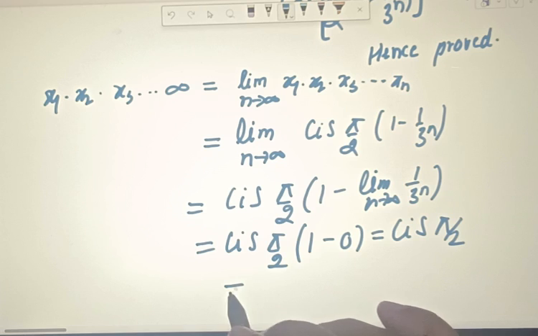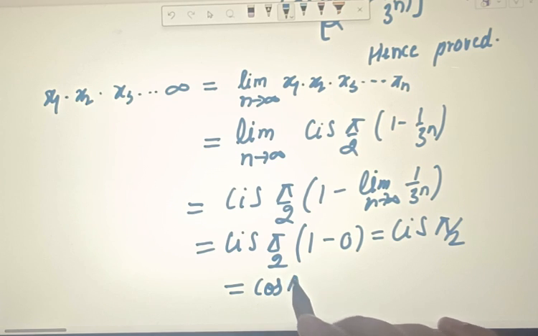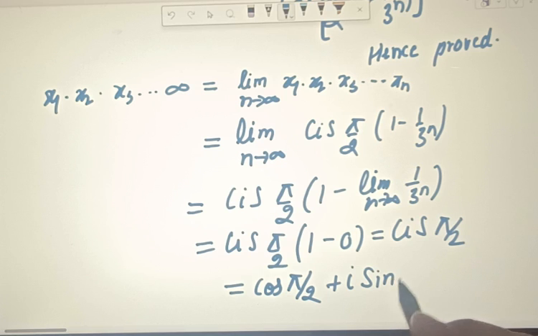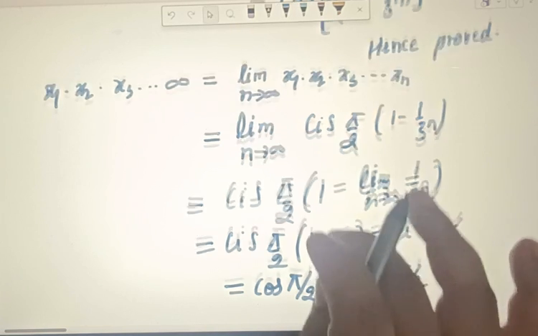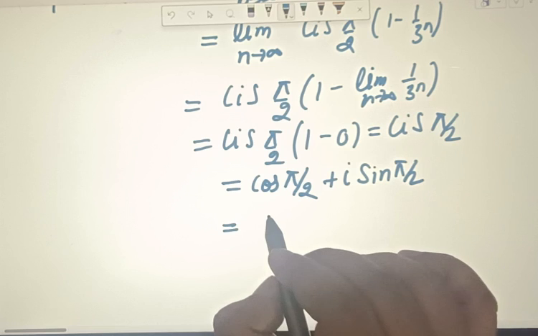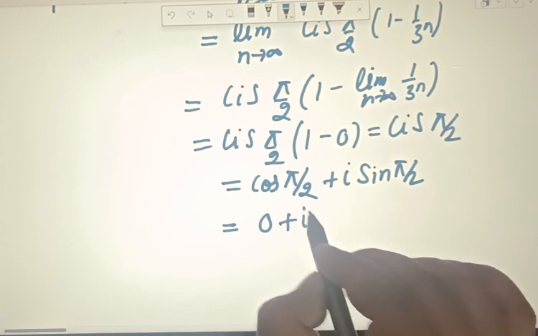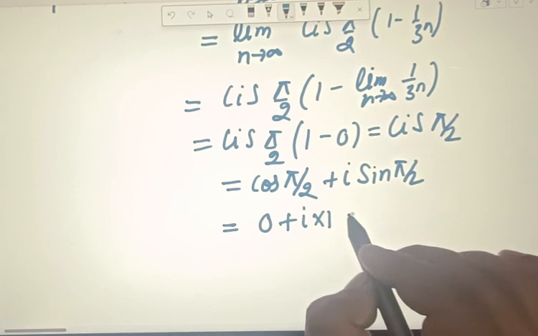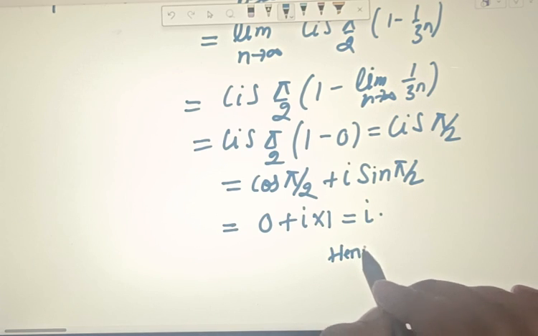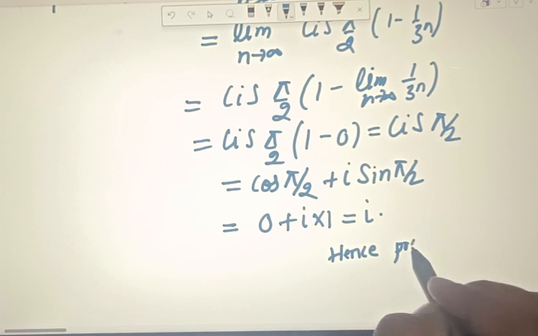So it is cis π/2, or cos(π/2) + iota sin(π/2). The value of cos(π/2) is 0, and plus iota times the value of sin(π/2), which is 1. So it is iota. Hence proved. The methodology is very simple for such types of questions.